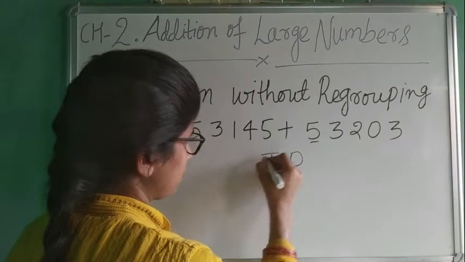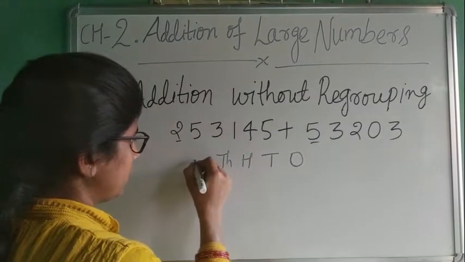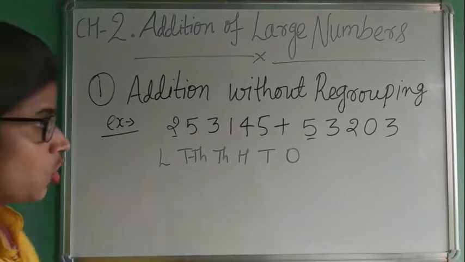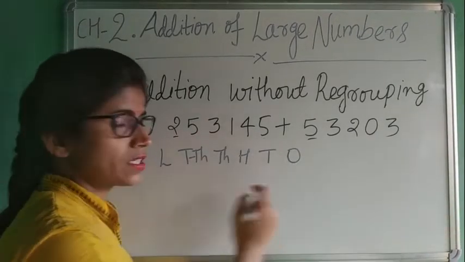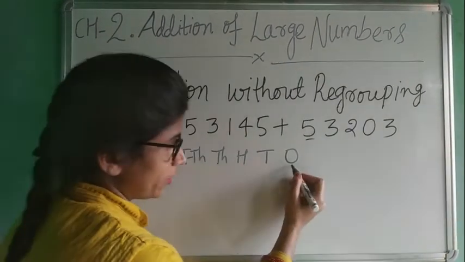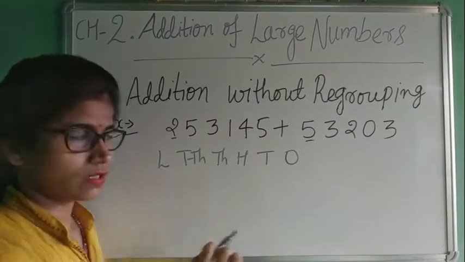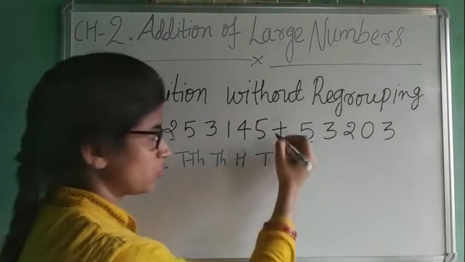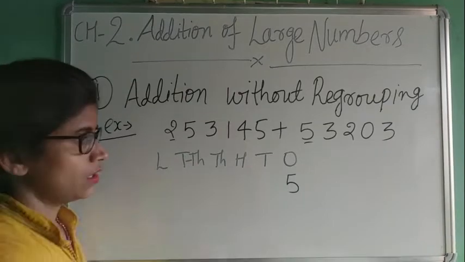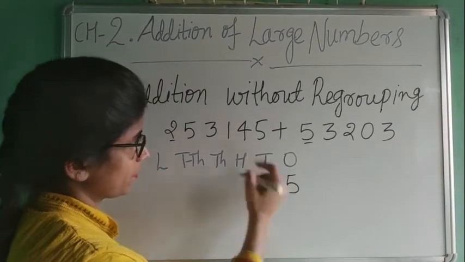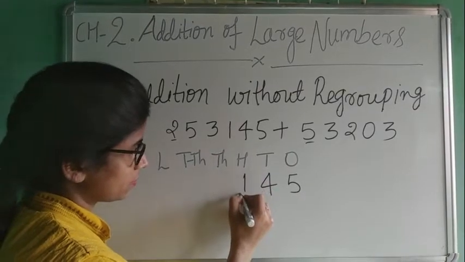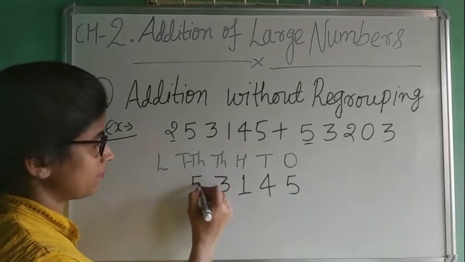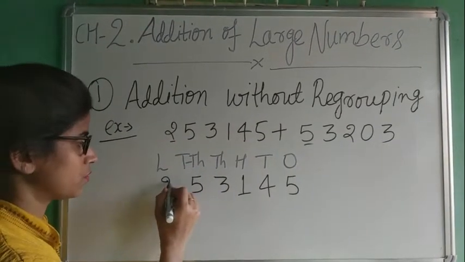Ones, tens, hundreds, thousands, ten thousands, lakh. According to the place value, you will put the digits. Fine. So at ones place, I am going to arrange this number first. At ones place, which digit? 5. So you will write 5. Tens place 4. Hundreds place 1. Thousands place 3. Ten thousands place 5. And lakh place 2.